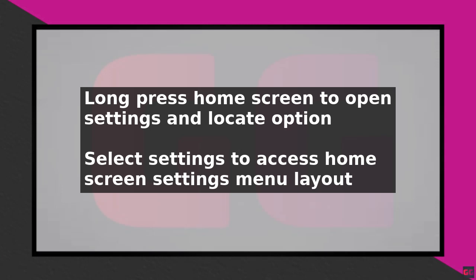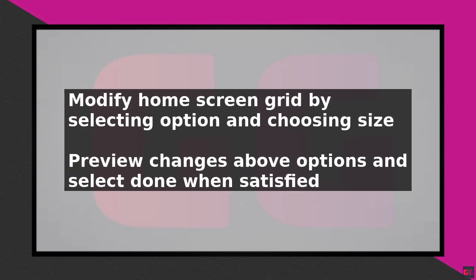The first step is to modify the home screen grid, which can be done by selecting the home screen grid option and choosing from the available grid sizes, such as 4x5, 4x6, 5x5, or 5x6. As you make your selection, a preview will be displayed above the options, allowing you to see how the changes will look. Once you are satisfied, select Done.